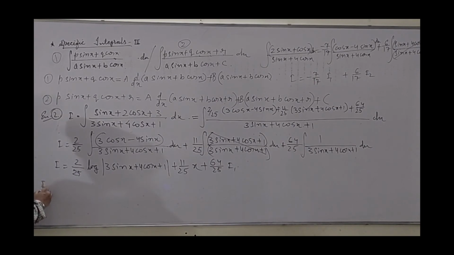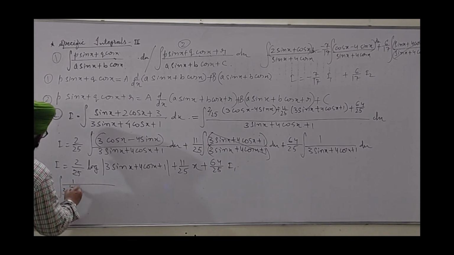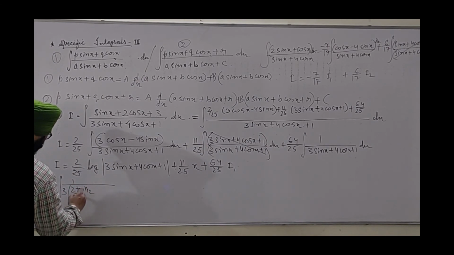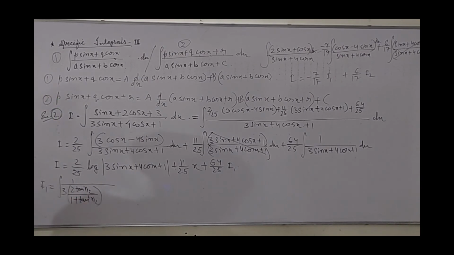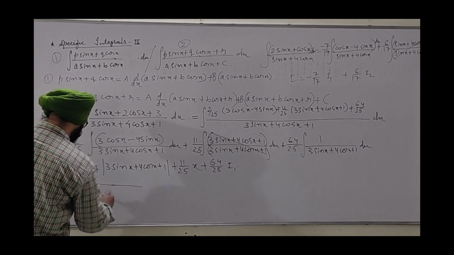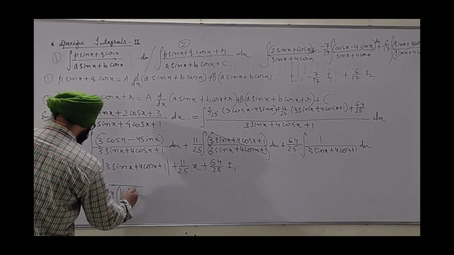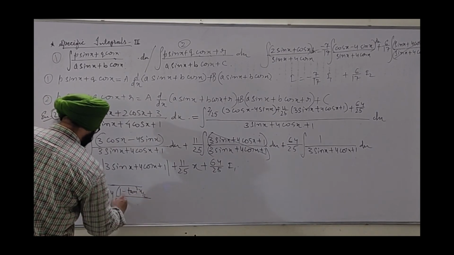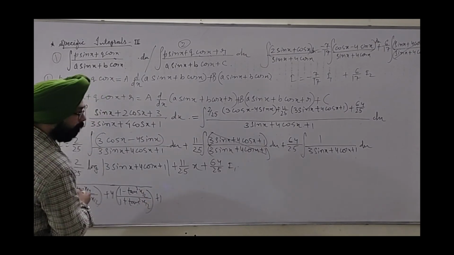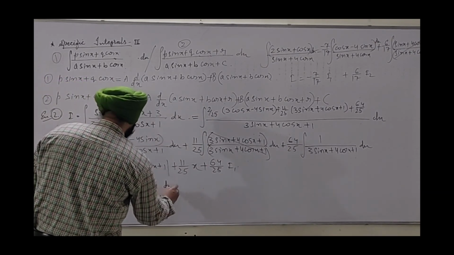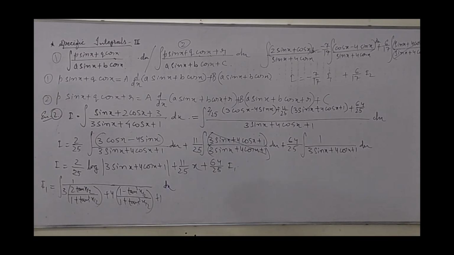Too much space is needed for this question. You can see I am having 1 upon 3 sin x. So I will write 3 times 2 tan x by 2 upon 1 plus tan square x by 2, plus 4 times 1 minus tan square x by 2 upon 1 plus tan square x by 2, plus 1, dx. Now this we have to simplify.